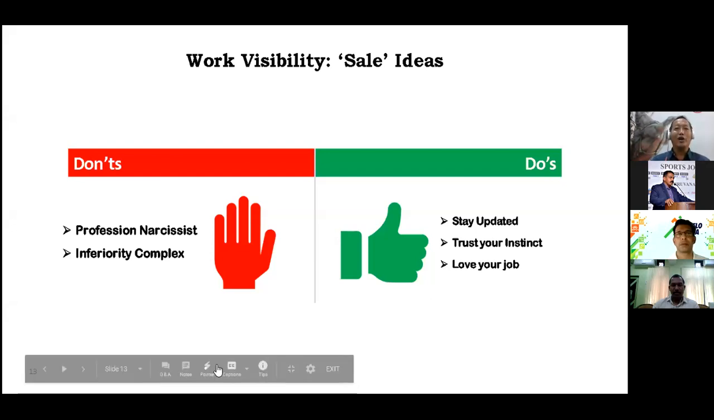Then, how you can make your work visible is to stay updated, right? Stay updated. Let your knowledge be updated.